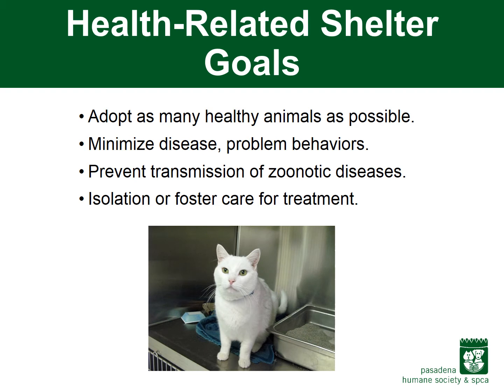Health-related shelter goals. Adopt as many healthy animals as possible. Minimize disease and problem behaviors. Prevent transmission of zoonotic diseases. Isolation or foster care for treatment. We do try to send out as many animals as we can to foster care. That does alleviate our burden here of how many animals we have at a time.